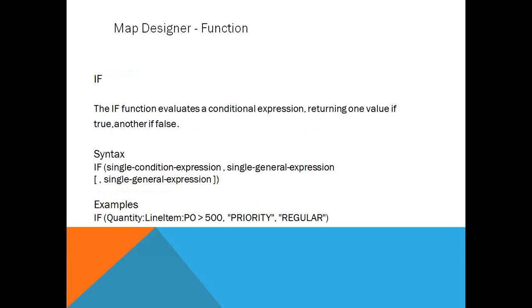Then the if function, which is conditional. The if function evaluates a conditional expression, returns one value if true, otherwise returns another value if it is false. It's like a normal C expression. It will evaluate the condition. If that is true, it will return the second argument. If that is false, it will return the third argument. So here in the example, if quantity is greater than 500, it returns priority. Otherwise, it returns regular. True means priority, false means regular.